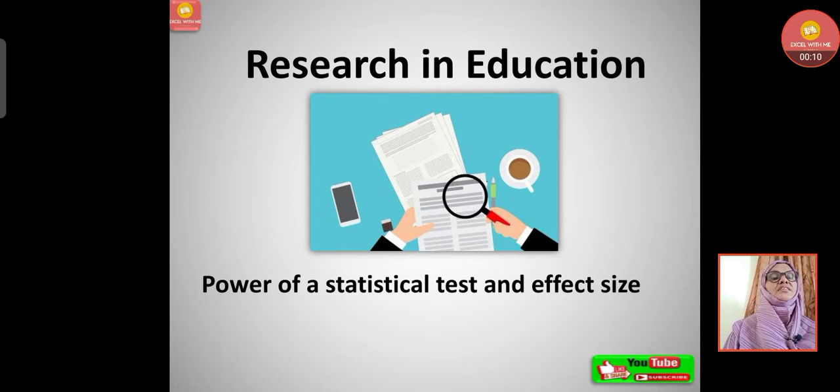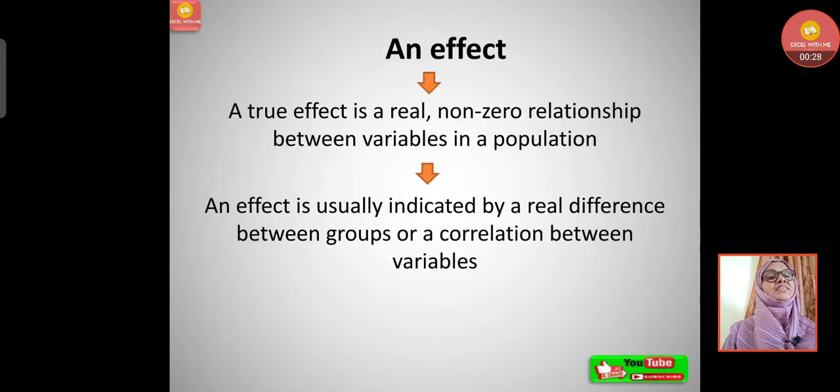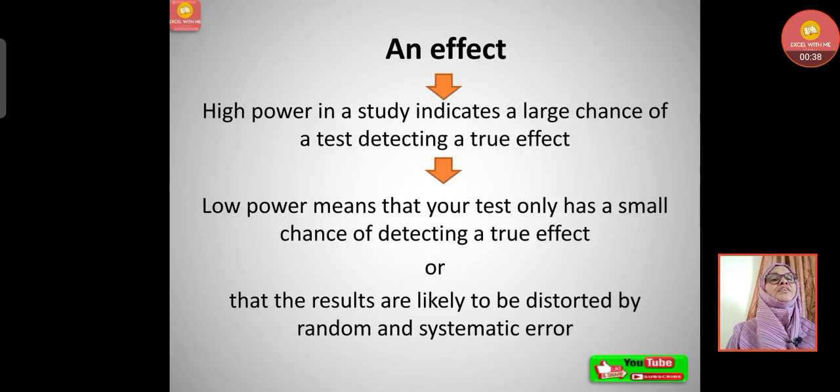Let's start today's class, that is Research in Education, with the topic Power of a Statistical Test and Effect Size, Part 3. In part 1, we understood what is the power of a statistical test, that is the likelihood of a significance test detecting an effect when there is actually one. Then we understood what an effect is. We check the relationship between variables in a population, whether there is an effect indicating a real difference, or checking the correlation also.